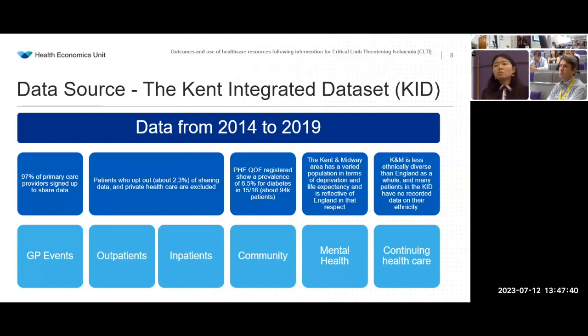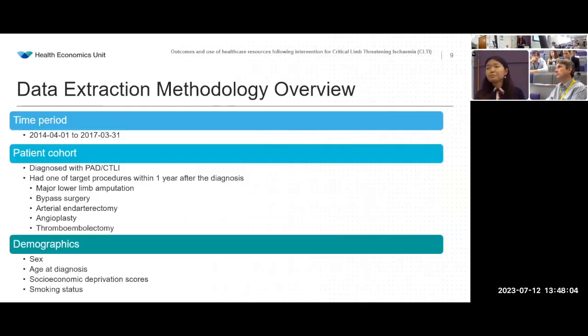The KIDS database also covers different fields of healthcare data. It includes GP events, outpatient, inpatient, community, mental health, and continuing healthcare data. Potentially, KIDS will cover the social care data as well, but they are still in the process of signing up the agreement with the social care data providers.